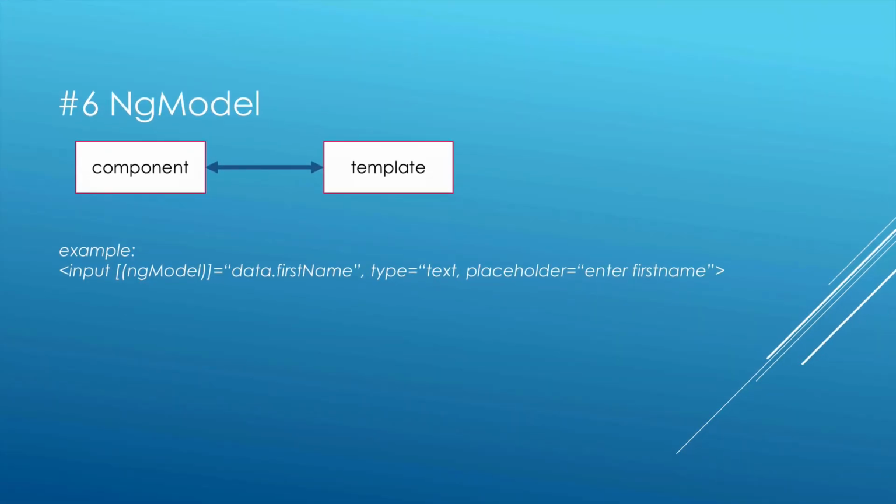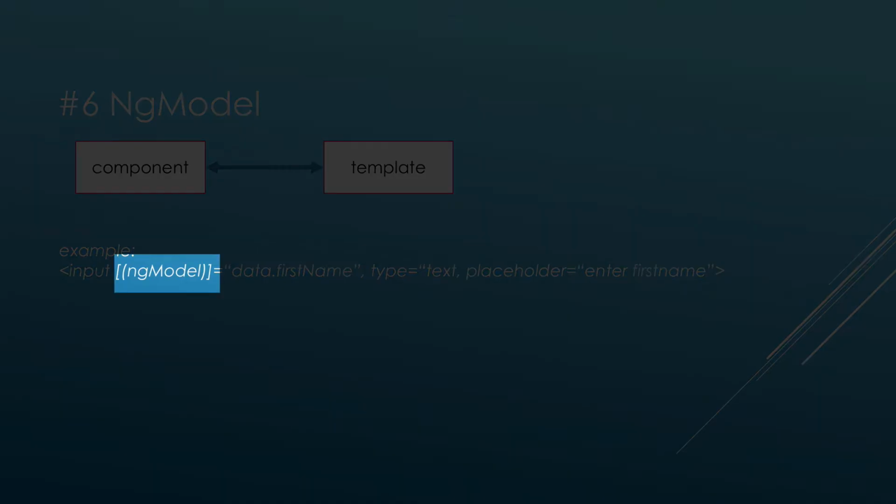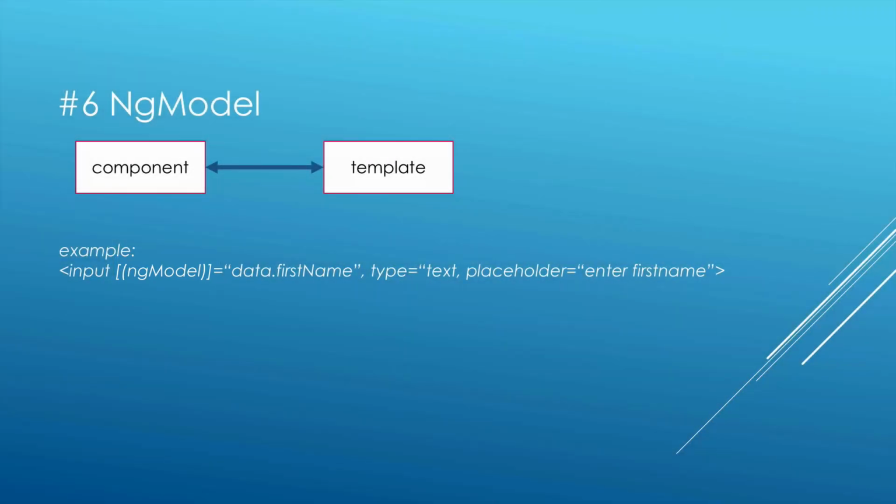And number 6 is ng model. ng model enables us to do two-way data binding with this special syntax, brackets with parentheses inside. This is also called banana box syntax. The values in the view will always be synced back to the component class as well. It can be used by itself or as part of a larger form.